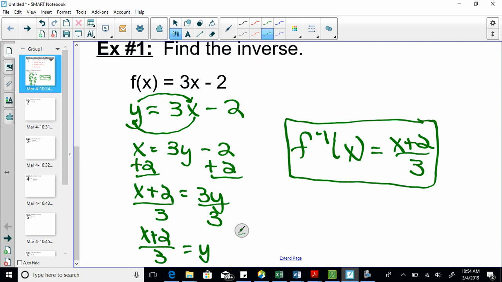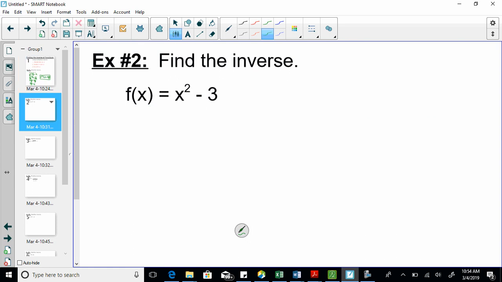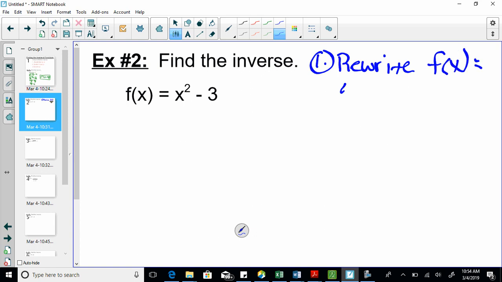So, example 2. Once again, we're going to find the inverse. I have f of x equals x squared minus 3. Same 3 steps. So remember, the first step was rewrite f of x equals as y equals. So that's the first thing we want to do. So it's not f of x equals anymore. It is now y equals x squared minus 3.